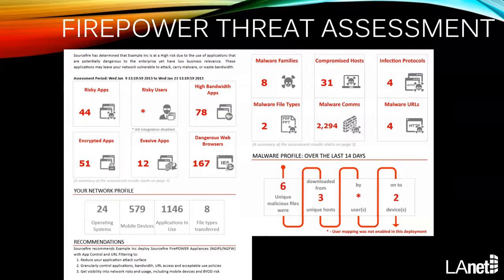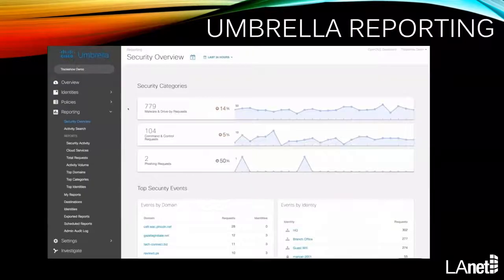Oh, here's a picture of the Firepower Threat Assessment. You get back these reports that show things like how many devices are doing silly stuff, how many people are watching videos all day long, that kind of thing. And then Umbrella, similar thing with reporting. I get to see all the domains. In this case, we're seeing how many malware and command and control requests have gone through.